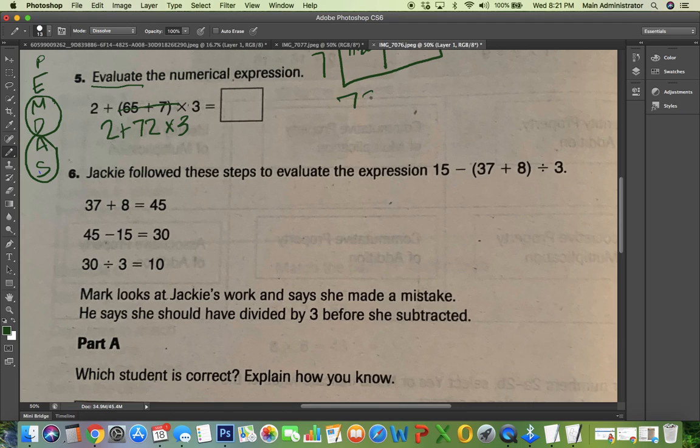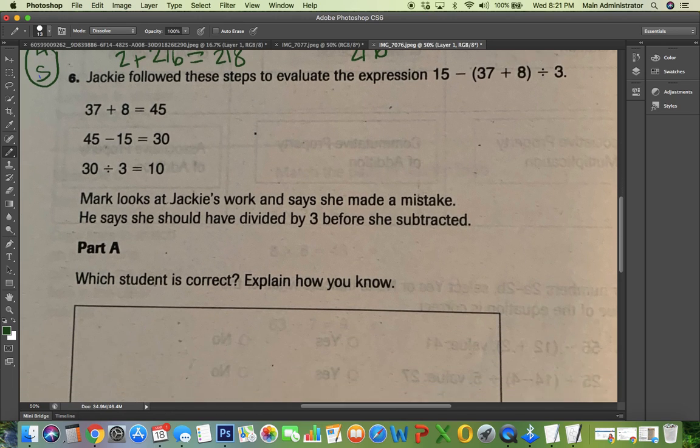I'm going to come over here and do 72 times 3. 3 times 2 is 6. 3 times 7 is 21. So I've got 216. Bring down everything else I didn't use. I did that. I did 2 plus 216, and 2 plus 216 equals 218. So 218 is the answer for number 5.